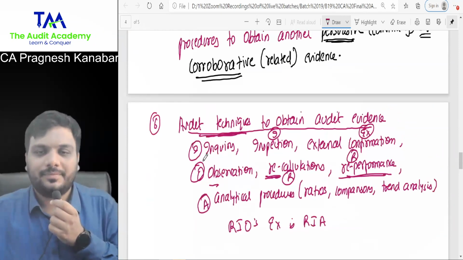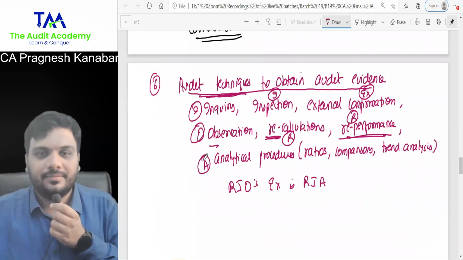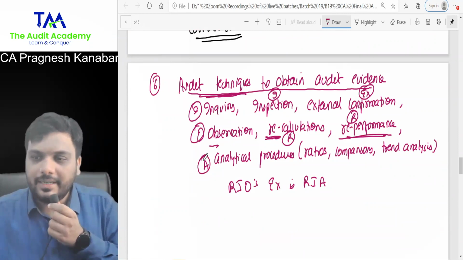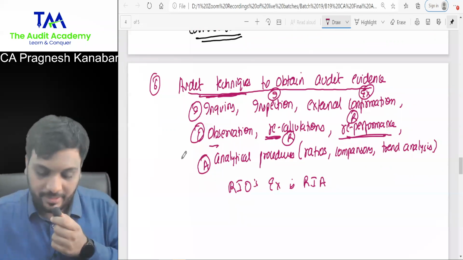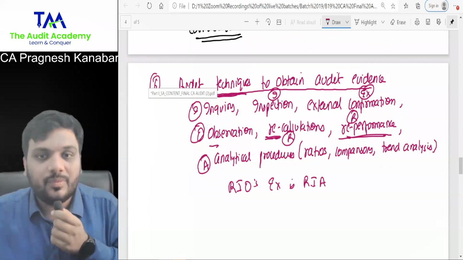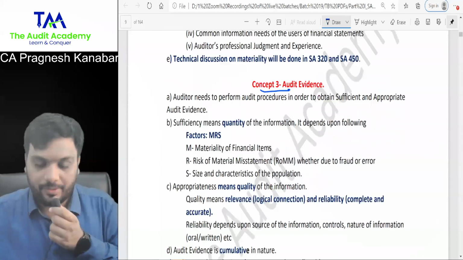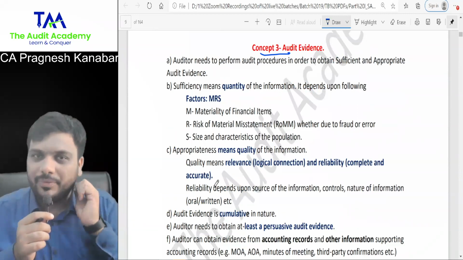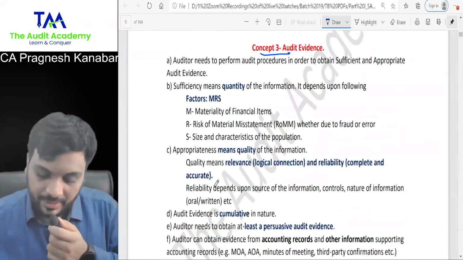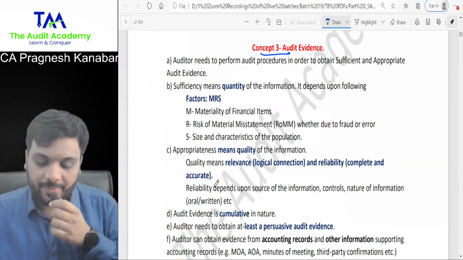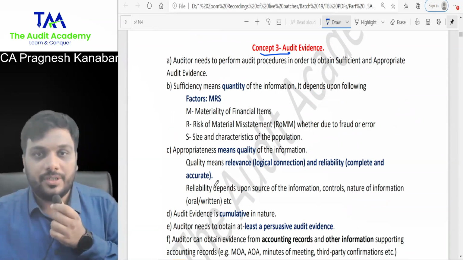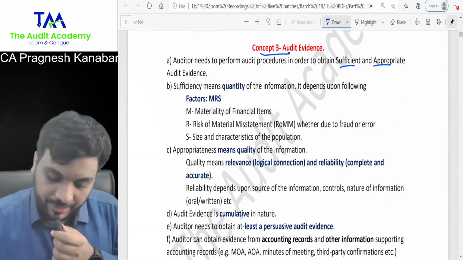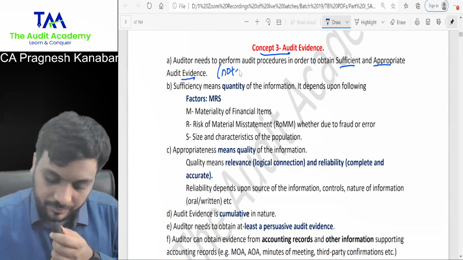Done? All right. Let us go back to the textbook and do some working over there also now. Otherwise, the textbook is going to feel very lonely. There are some points which I'll clear from here itself. Concept number 3, audit evidence. The auditor needs to perform audit procedures in order to obtain sufficient and appropriate audit evidence. Notes.